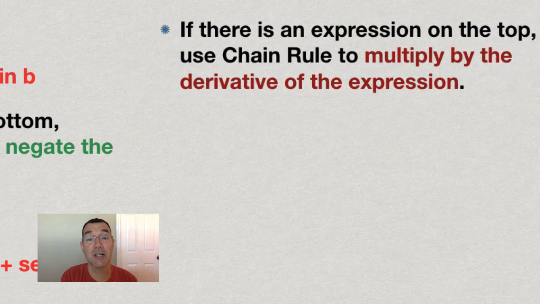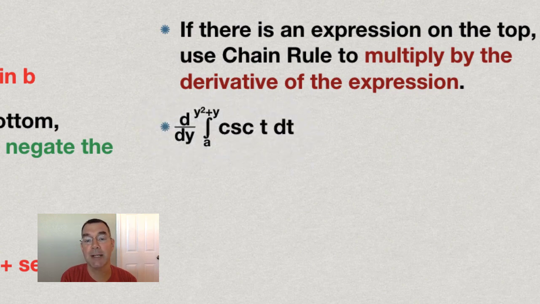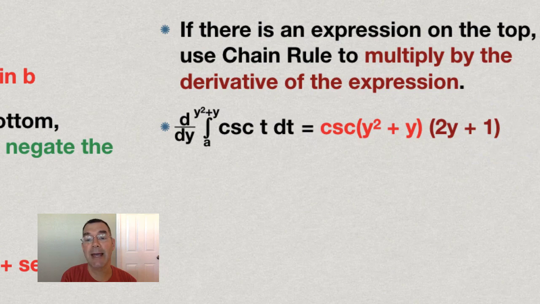All right, so now let's say there's an expression on top, not just a variable. Well, what I need to do is use the chain rule and multiply by the derivative of that expression. So here's an example. Let's say I have the derivative with respect to y of the integral from constant a to expression y squared plus y of the cosecant of t dt. Well, the second fundamental theorem says I can go ahead and replace t with that expression at the top, y squared plus y. But the chain rule says that I now need to multiply by the derivative of what I just plugged in. So that would be 2y plus 1.